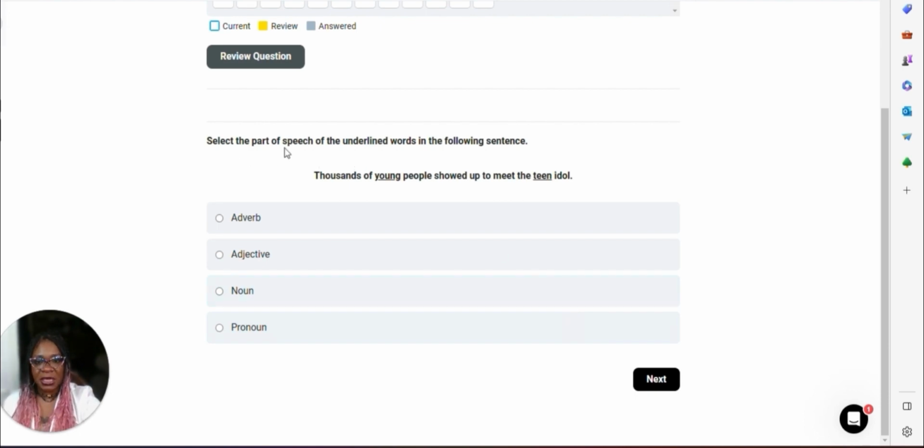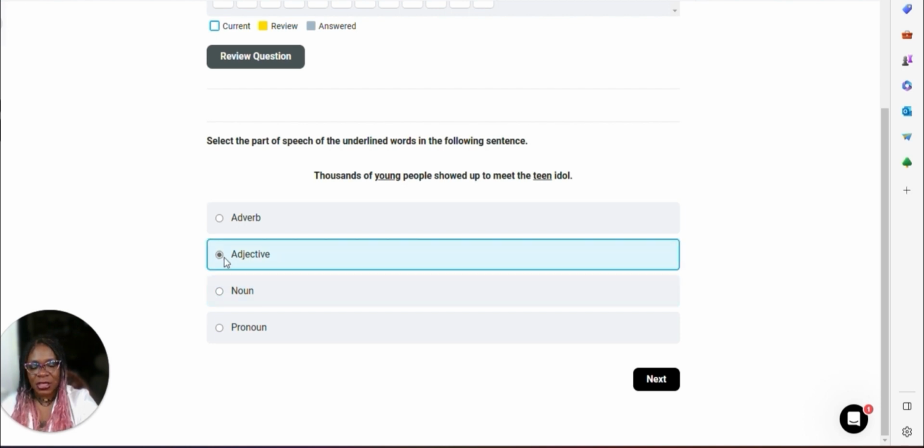Select the part of speech of the underlined words in the following sentence. Thousands of young people showed up to meet the teen idol. Is it adverb? Is it an adjective? Is it a noun? Or is it a pronoun? The answer for this one is going to be, I'll give you a second to think about it. The answer for this one is going to be an adjective.